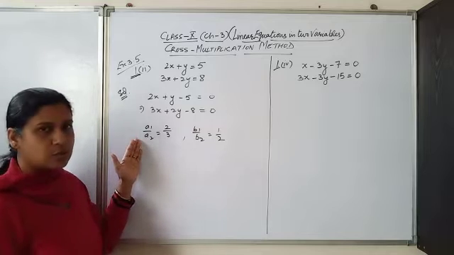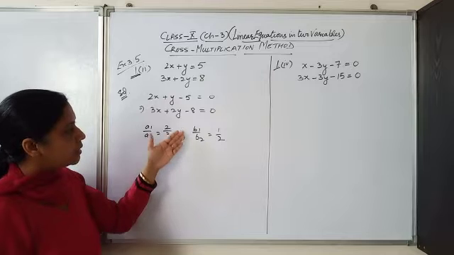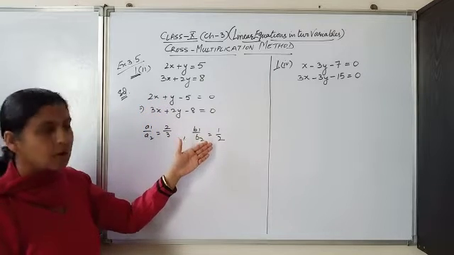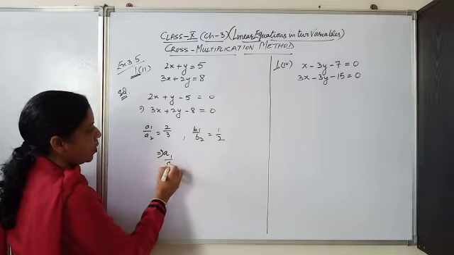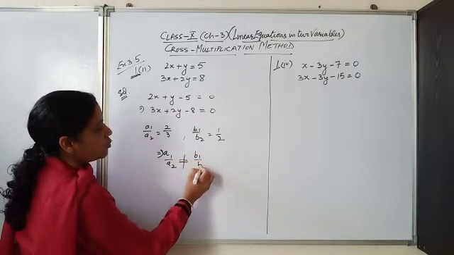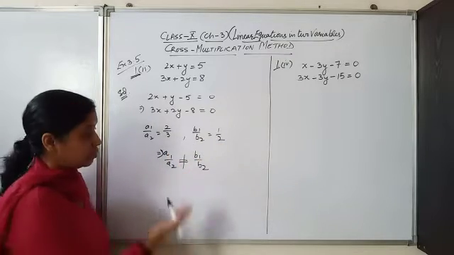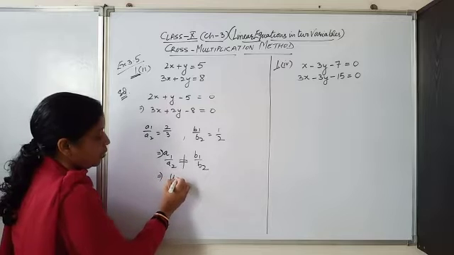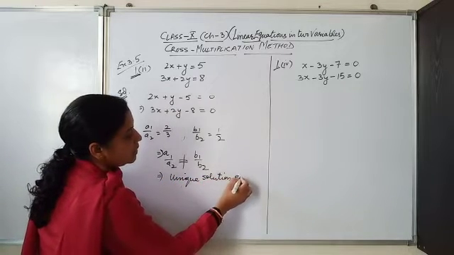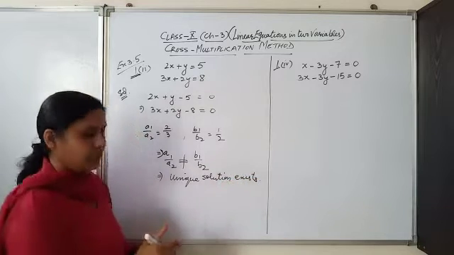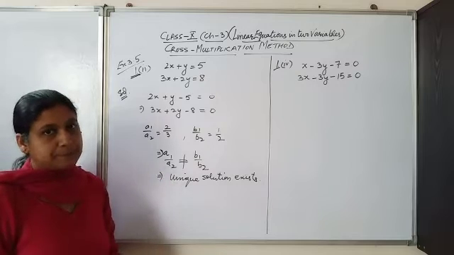a1 by a2? This ratio is the ratio of coefficients of x. What is b1 upon b2? This ratio is the ratio of the coefficients of y. And if you get a1 upon a2 not equal to b1 upon b2, like here I am getting 2 by 3 and 1 by 2, which are different, so they are not equal. So it means a unique solution exists. Unique solution means that I will be having one and only one value of the variables x and y.